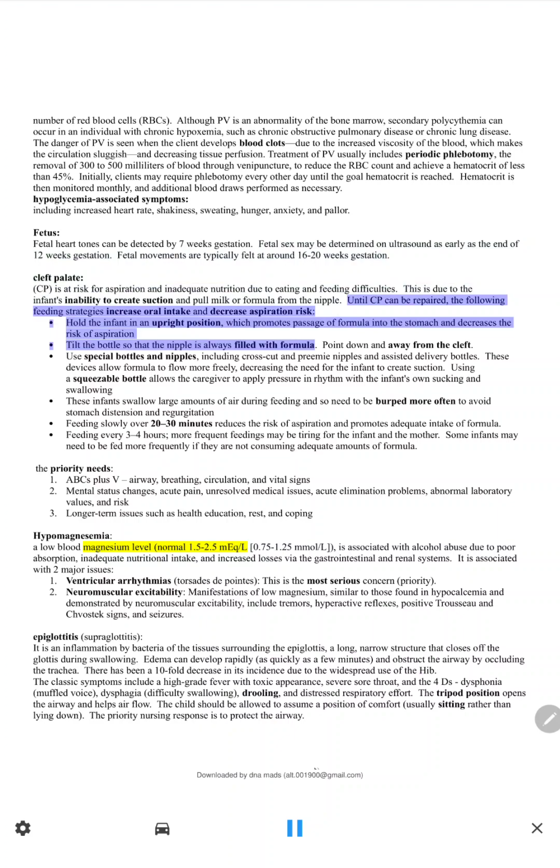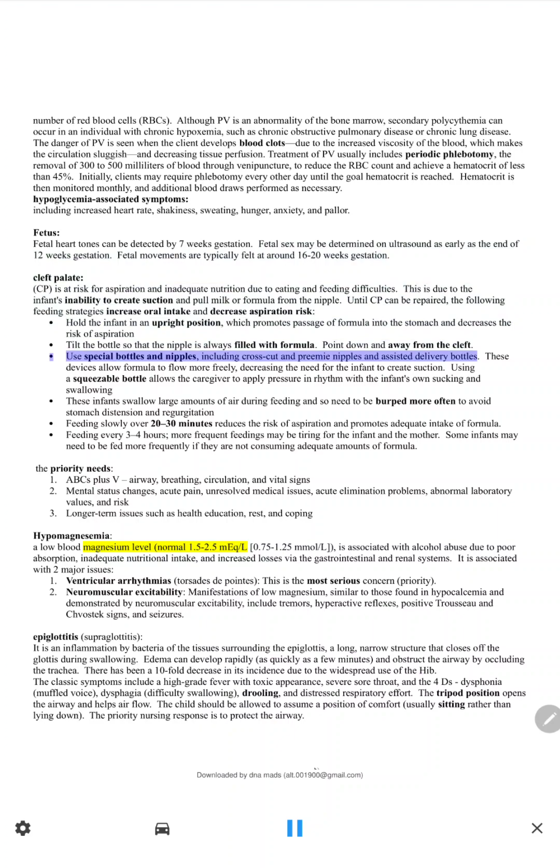Until cleft palate can be repaired, the following feeding strategies increase oral intake and decrease aspiration risk. Hold the infant in an upright position, which promotes passage of formula into the stomach and decreases the risk of aspiration. Tilt the bottle so that the nipple is always filled with formula. Point down and away from the cleft.